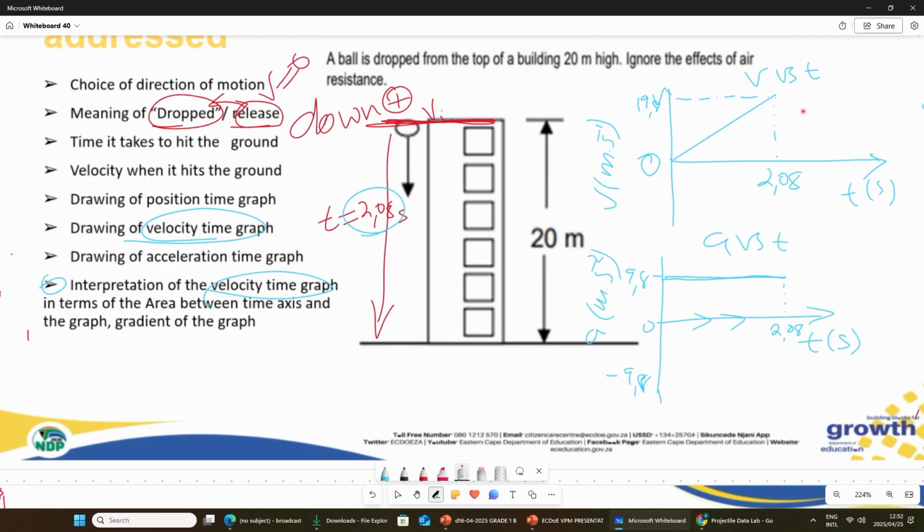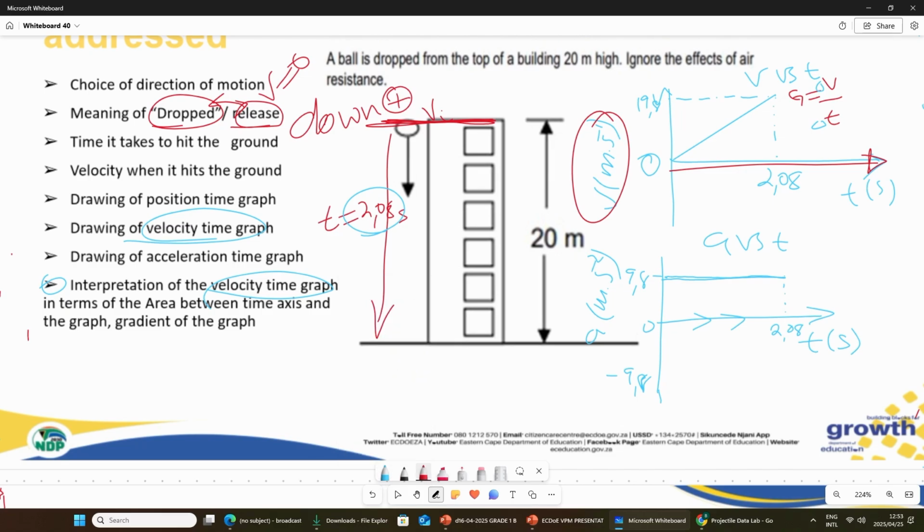From that, we must know that our gradient, let me use G for gradient, is, on the y-axis, the velocity that we're having, divided by the time on the x-axis. Remember, it's supposed to be a change, so a change in velocity divided by a change in time.